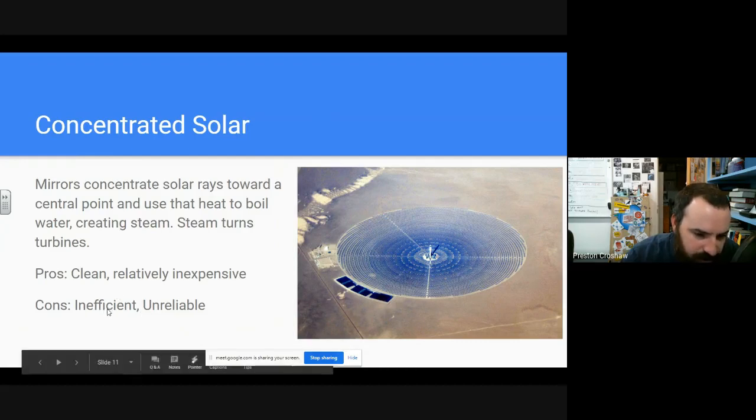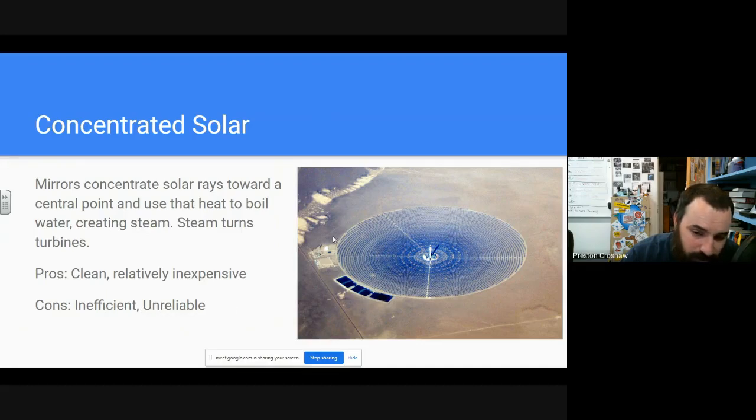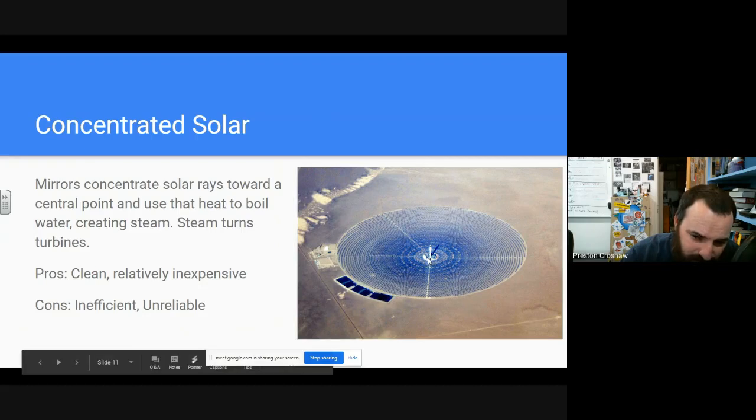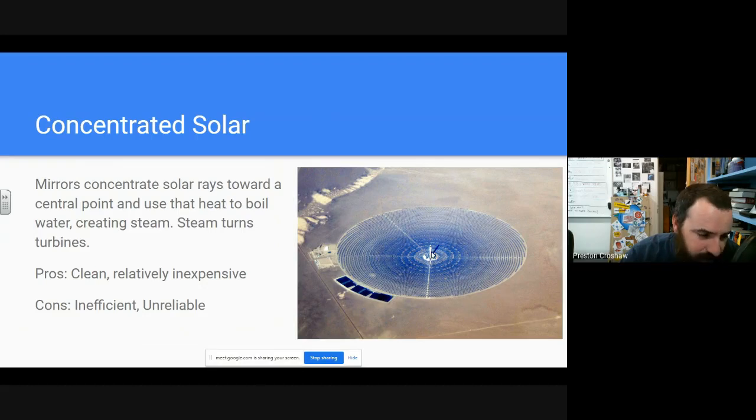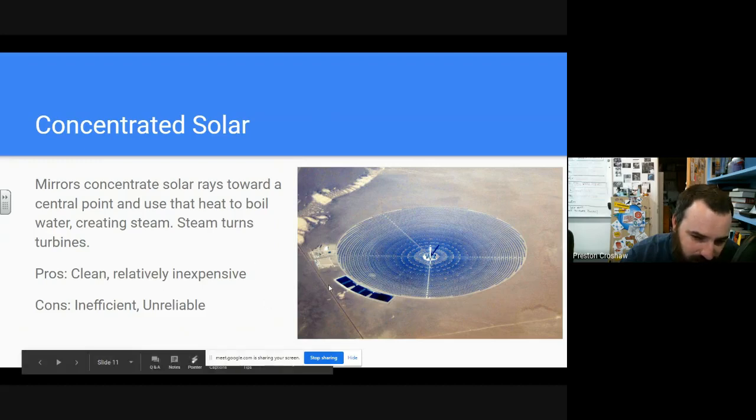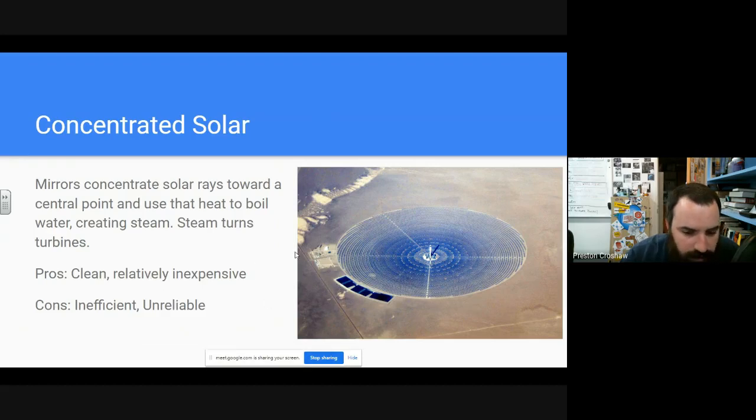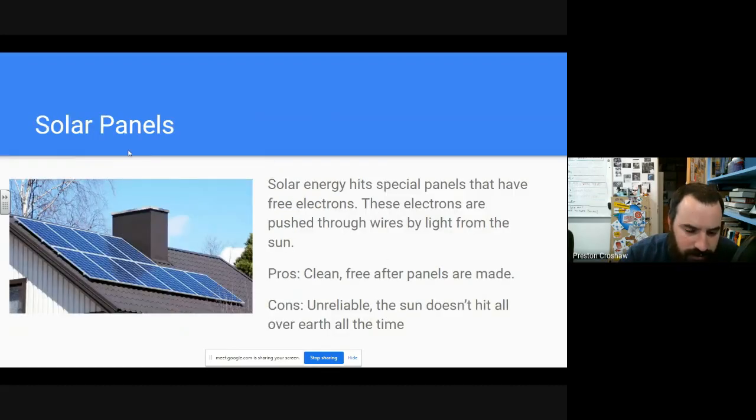It is very inefficient, meaning that you get a lot of solar energy hitting this area, but you can only get so much energy from the tower. Well, it's not very inefficient, but it is quite inefficient. It's relatively inexpensive and it's clean, which are positives, but again, it's unreliable, can be one of those cons.